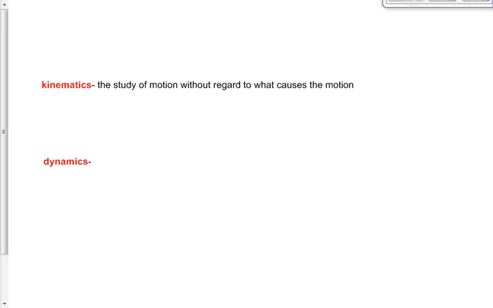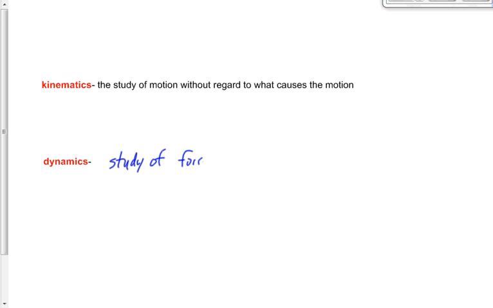Dynamics, on the other hand, is a study of motion with regard to what causes the motion. In other words, dynamics is the study of what causes motion. Energy. We will talk about energy in this unit, but more fundamentally, force. It's a study of forces.